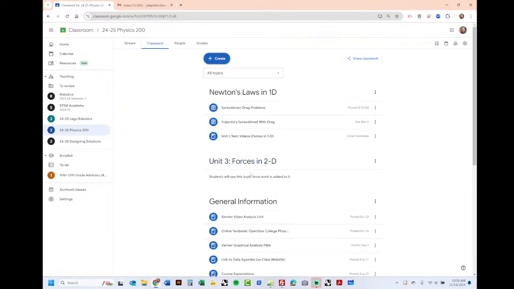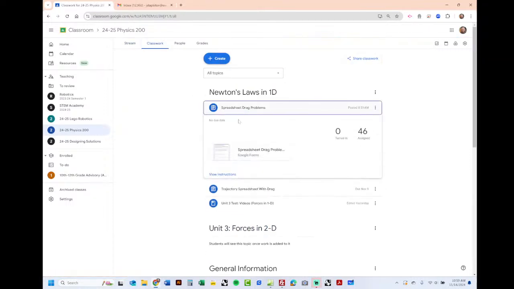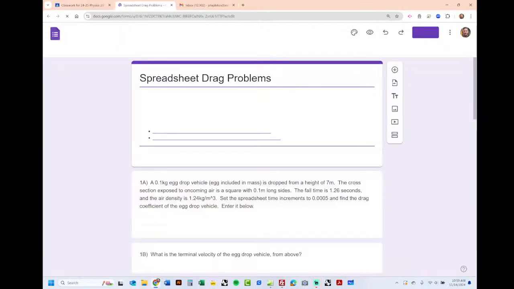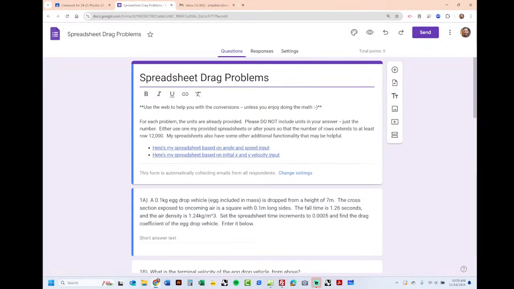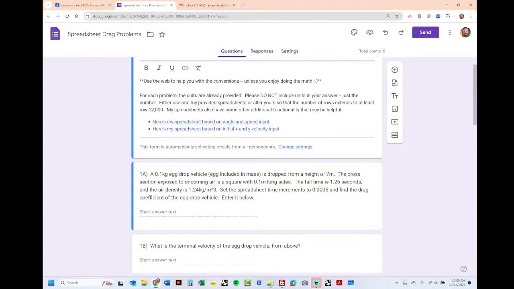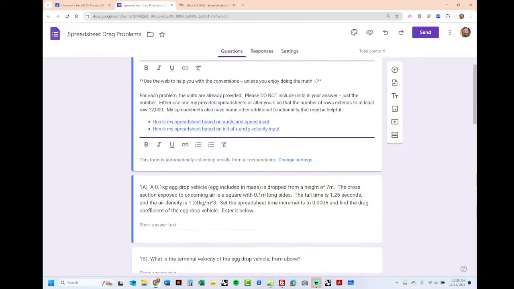Getting into the assignment, spreadsheet drag problems. All right. So use the web for unit conversions unless you enjoy doing the math. Doubt anybody does, but maybe there's somebody. And you should open up at least one of these two spreadsheets here to solve these problems. Probably get away with just one.